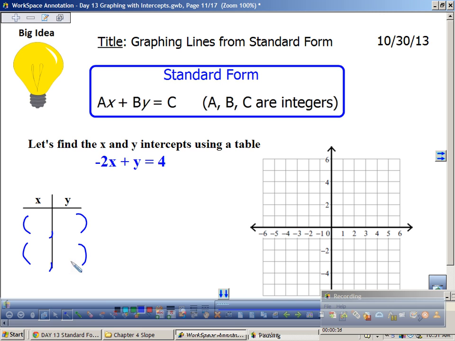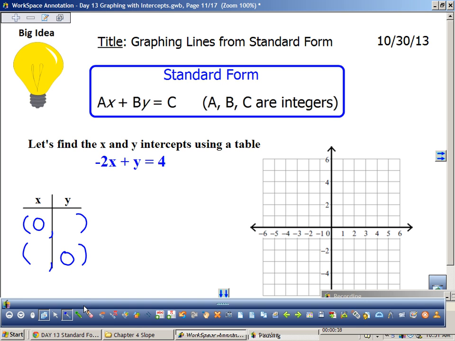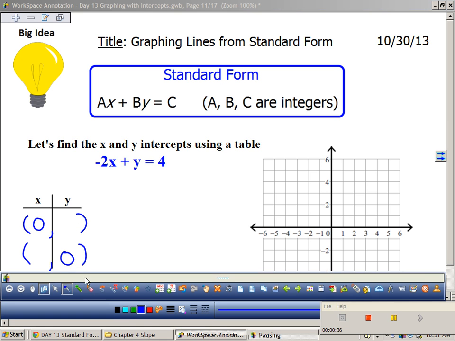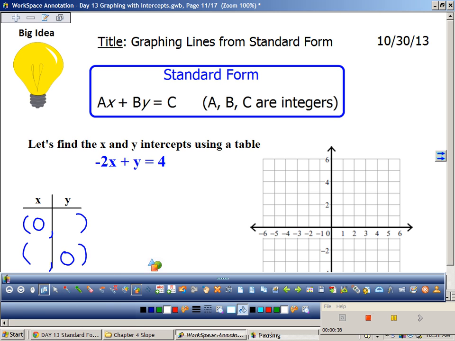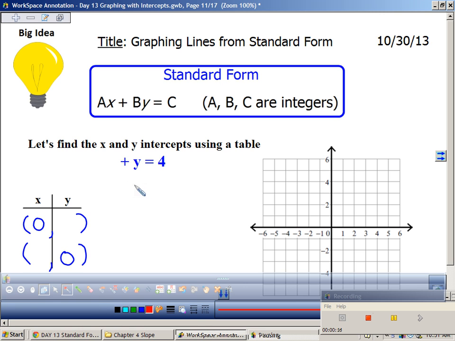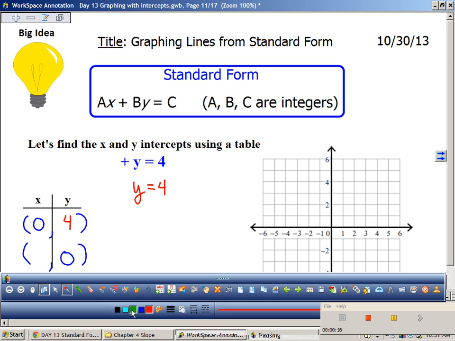What do my x and y intercepts have in common? They both have zeros. Let's find out what y is when x is 0. I'm going to go ahead and just cover up x. What is y when x is 0? I'm going to graph that. All right, let's go ahead and unveil that.